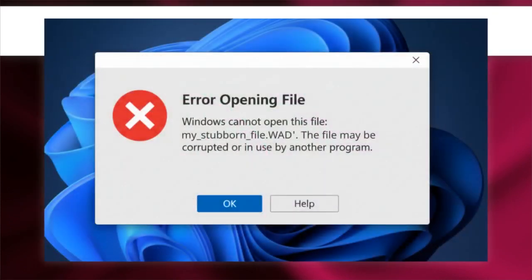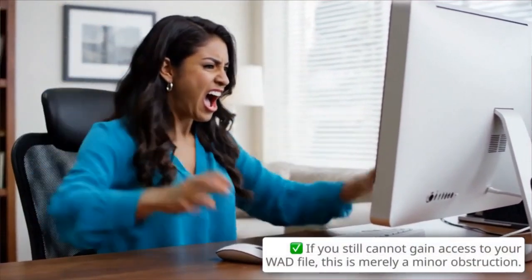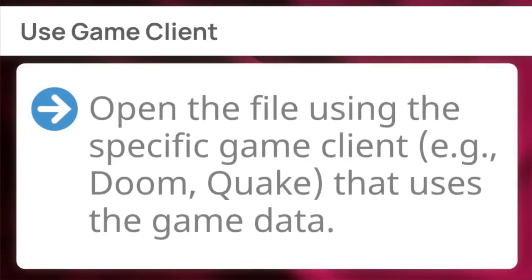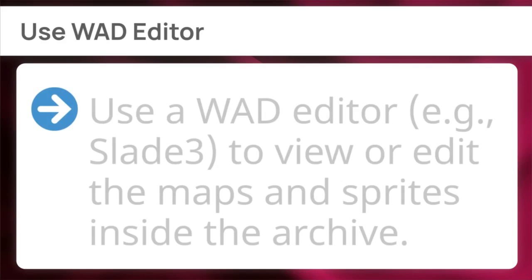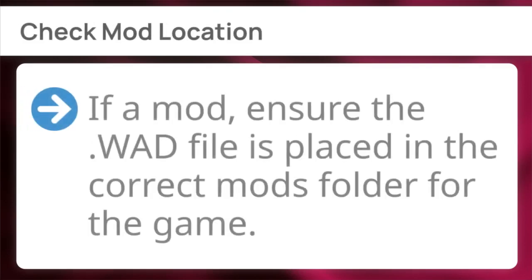Failure to open this WAD file usually comes down to 3 basic scenarios. Let's go through this quick list and check each one off. First, use Game Client. Open the file using the specific game client, e.g. Doom, Quake, that uses the game data. Next, use WAD Editor. Use a WAD editor, e.g. Slade3, to view or edit the maps and sprites inside the archive. Finally, check mod location. If a mod, ensure the .wad file is placed in the correct mods folder for the game.